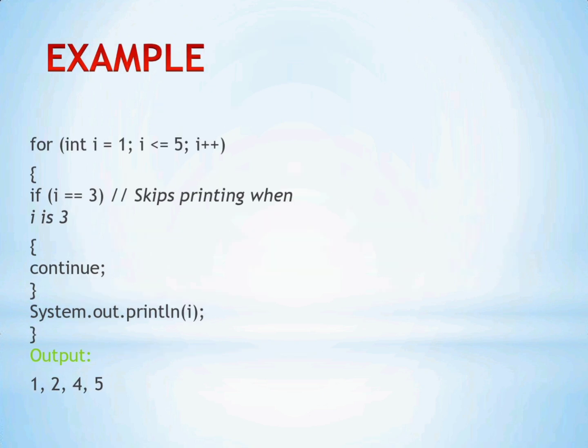In this example, for int i equal to 1, i less than or equal to 5, i plus plus. In this condition, if i is equal to 3, the program will skip printing 3. So we are using continue. Without it, if the program has come to 3, the program will end, with 1, 2 and 3 printed. But using the continue keyword, the program will move to the next iteration, and the output is printed as 1, 2.